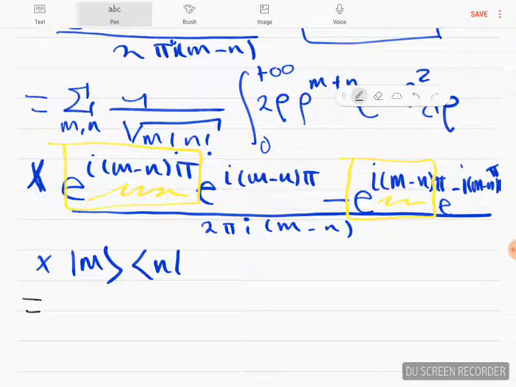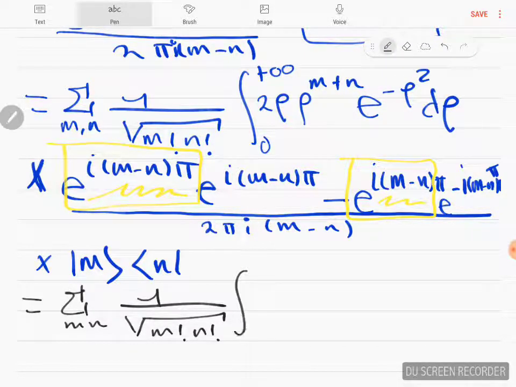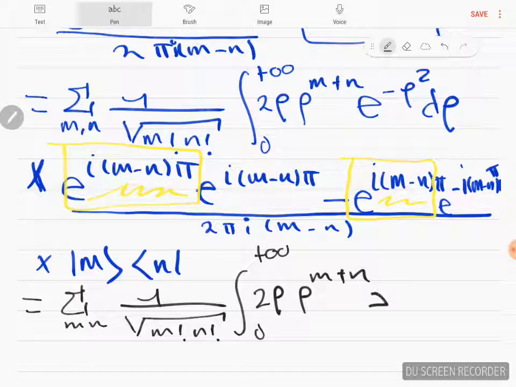So then this is the summation over m and n of 1 over the square root of m factorial n factorial, times the integral from 0 to plus infinity of 2 rho to the power of m plus n e to the minus rho squared d rho.